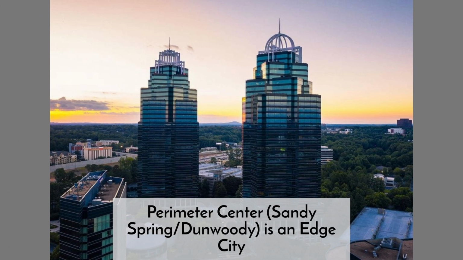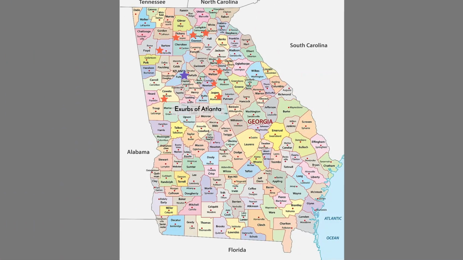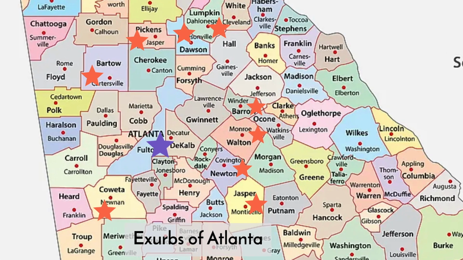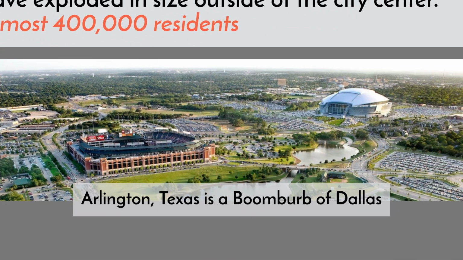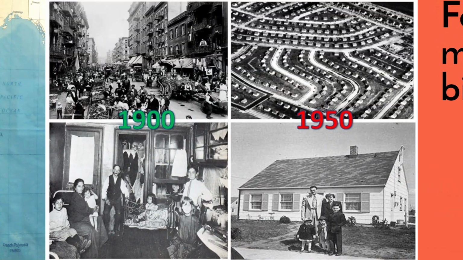We see here Perimeter Center is an example of an edge city. That's the Sandy Springs Dunwoody area where Perimeter Mall is. Right here we can see all of the different exurbs of Atlanta. Atlanta is in that center area where Fulton and DeKalb meet. And all of those exurbs are starred where people have the borderline rural lifestyle with working in Atlanta. And then Arlington, Texas, which is home of the Dallas Cowboys and the Texas Rangers, is a boomburb of Dallas. And all of these things come as a result of where people wanted to move.